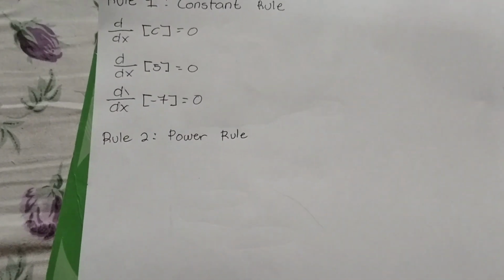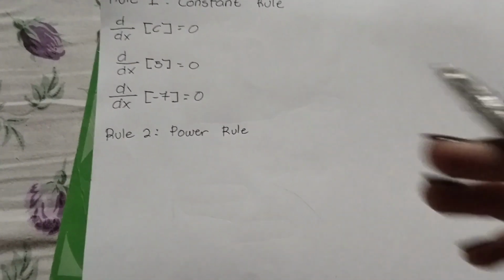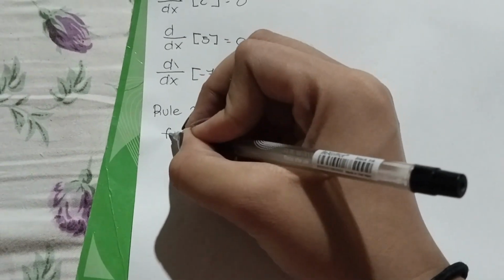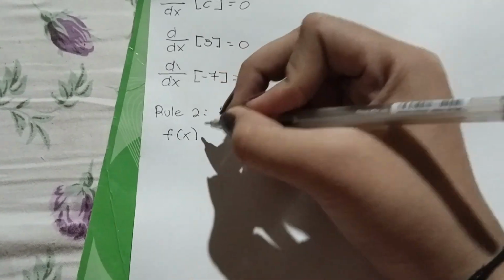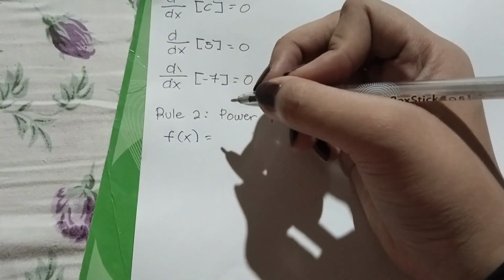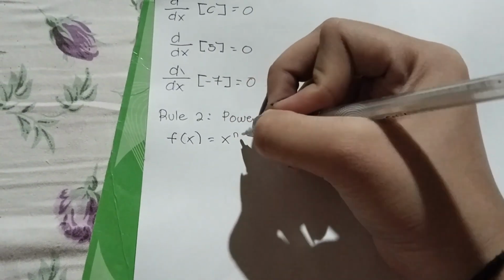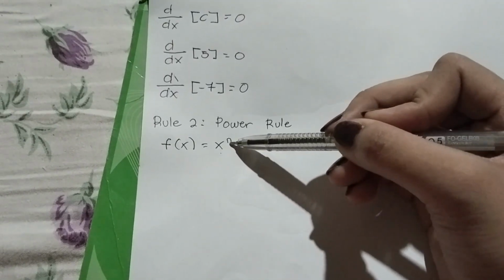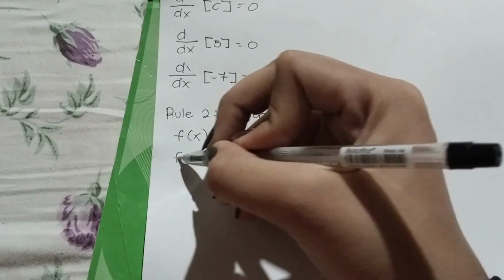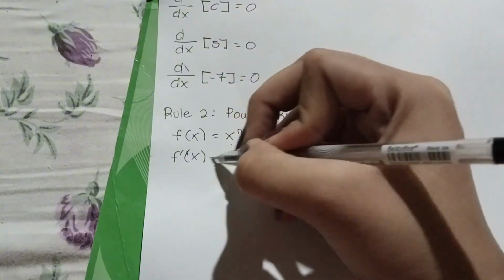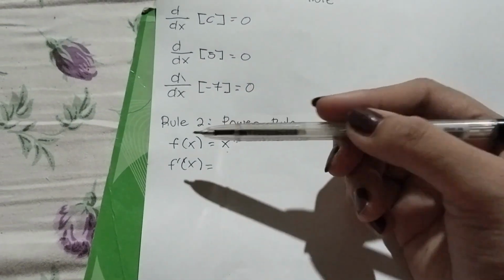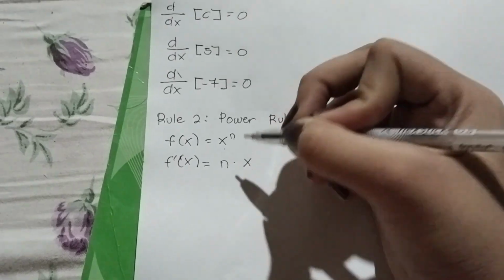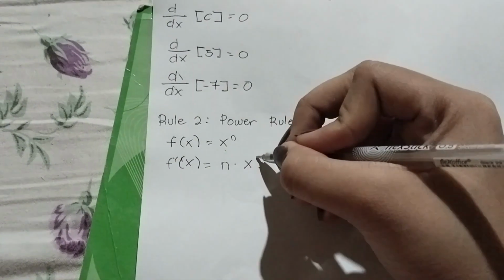Next is the power rule. Let's say we have a function f of x equal to a variable raised to a constant, x raised to n. x is the variable and n is the constant. What is the first derivative of the function? According to the power rule, it is equal to n times x raised to the n minus 1.